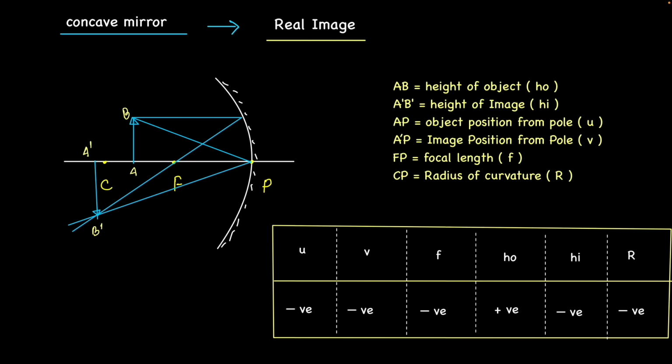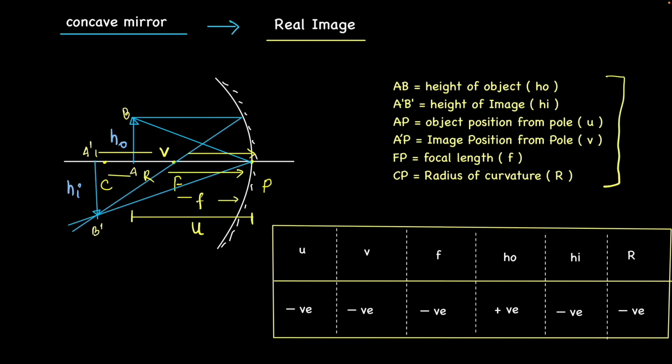Here AB is the height of object and A dash B dash is the height of image. Similarly, the distance between A to P is represented as U, a small u, and the A dash to P, it is represented as a small v. We know that the distance between P and F is the focal length, it's a small f, and the distance between C and P is capital R, it's radius of curvature. All the terms are mentioned here.